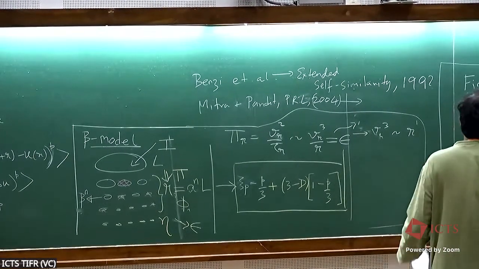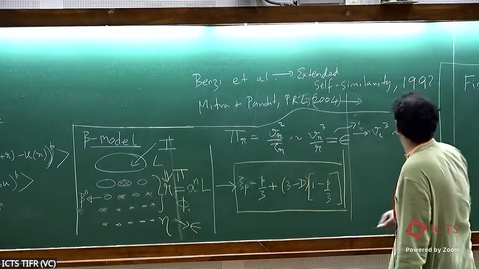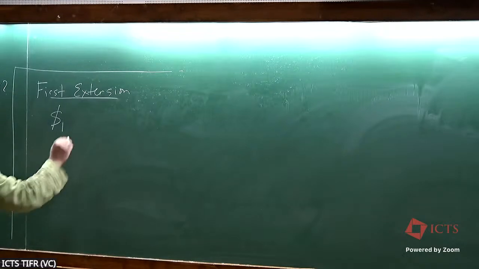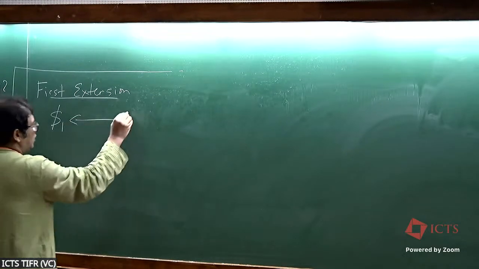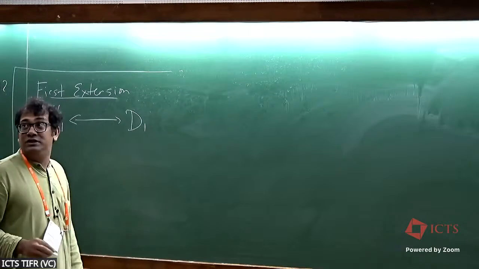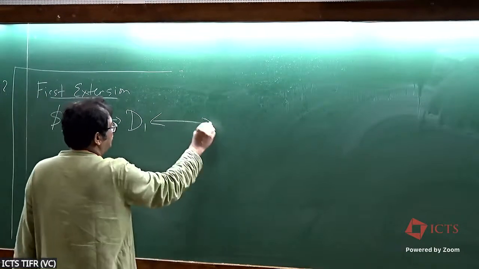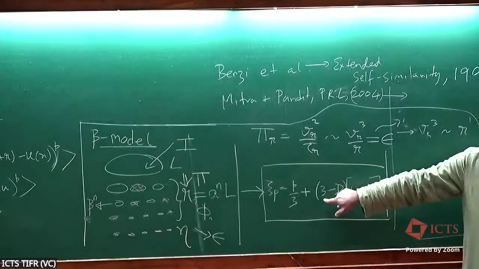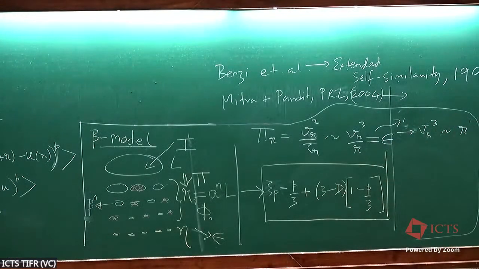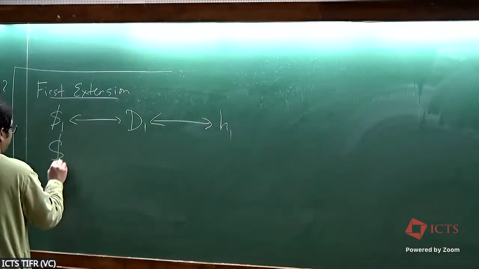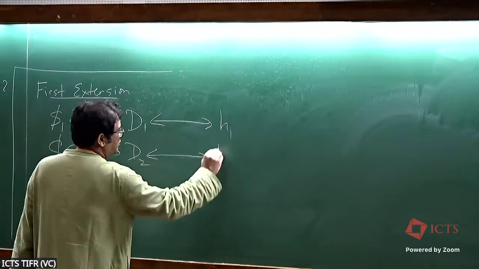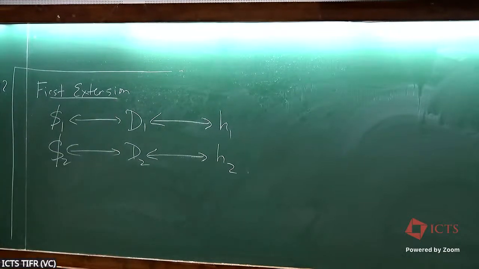So if we take two of them using the same ideas, we can think of one set S1, which corresponds to one dimension D1, which corresponds to one scaling exponent H1. Here, everything was only one, all right? And we can think of another set S2 corresponding to some D2 corresponding to some H2. Right?